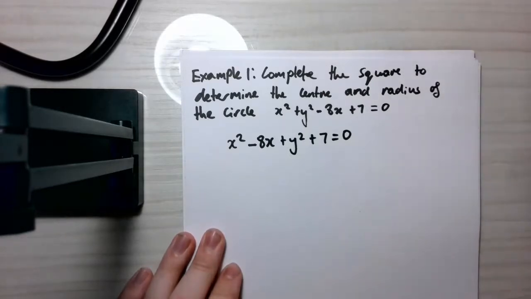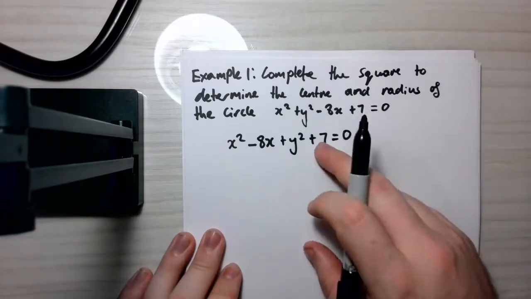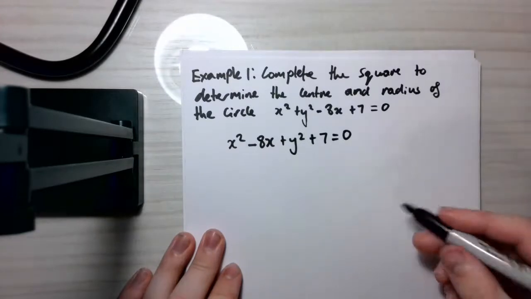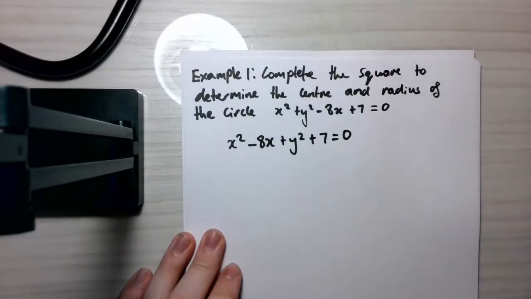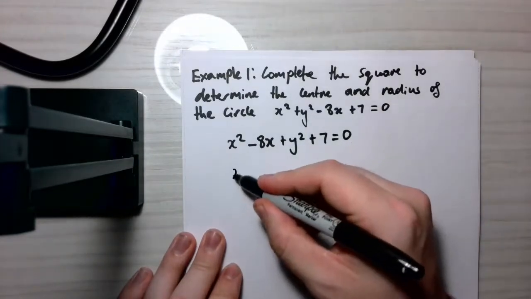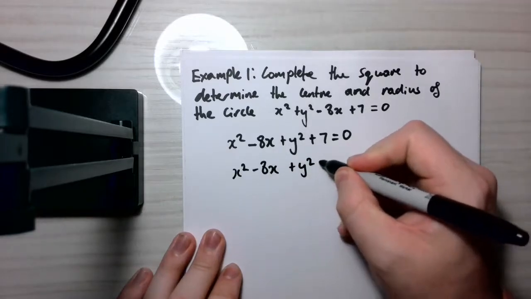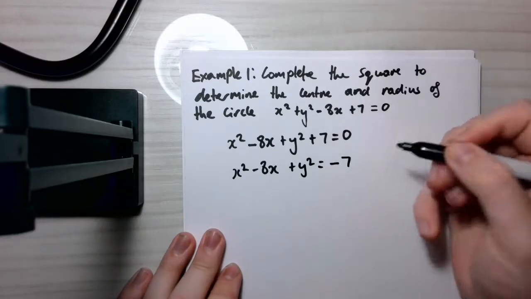Okay, so next step what we're going to do is we're going to move the constant term, anything without an x or a y, to the right-hand side of the equation. So that means we're going to minus 7 from both sides. Be careful with your negatives. So now we have x squared minus 8x plus y squared is now equal to minus 7.